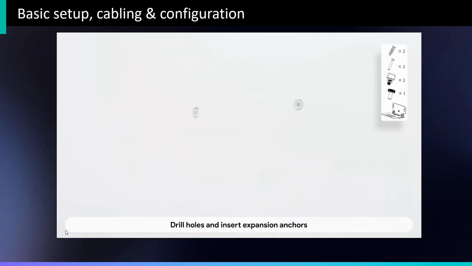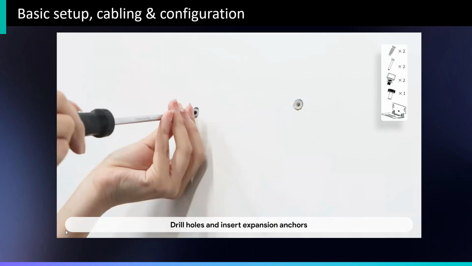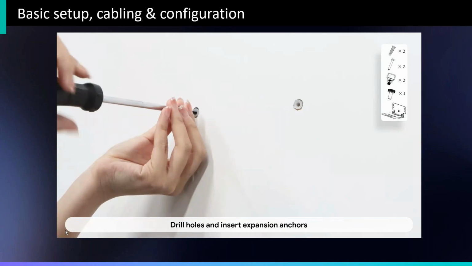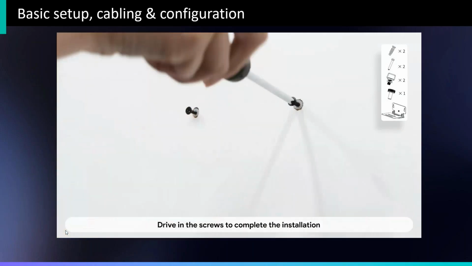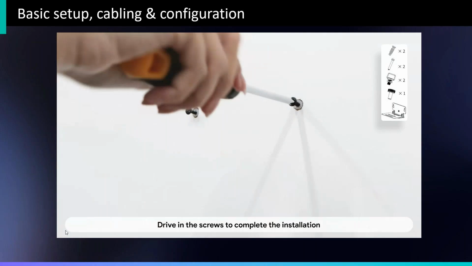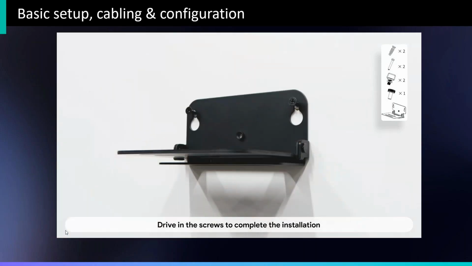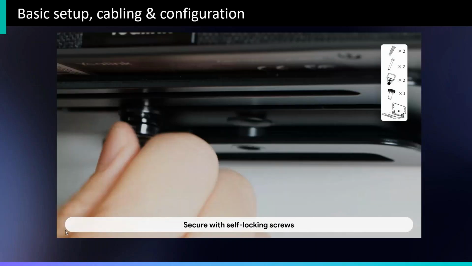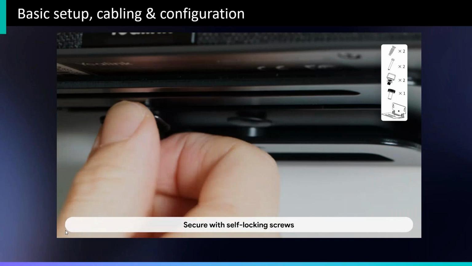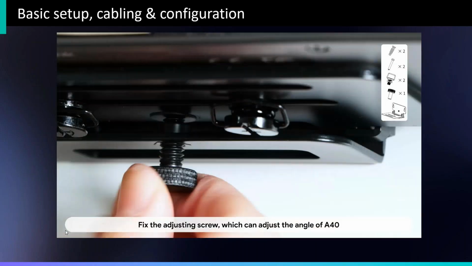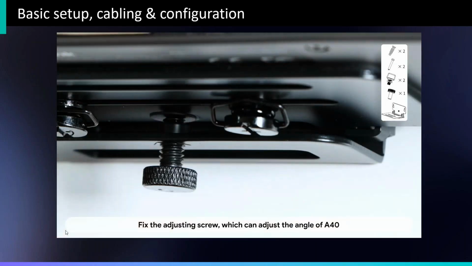Drill holes and insert expansion anchors. Drive in the screws to complete the installation. Secure with self-locking screws. Fix the adjusting screw, which can adjust the angle of A40.